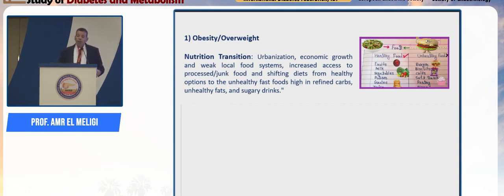Obesity and overweight increased markedly worldwide, but specifically the MENA region has a marked increase in the rate of obesity. This is related to 2 main things. Number 1, nutrition transition, urbanization, economic growth in some regions, and weak local food systems increased access to processed junk food and shifting diets from healthy options to unhealthy fast foods, high in refined carbs, unhealthy fats, and sugary drinks.